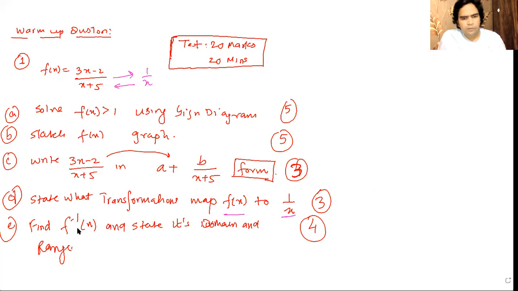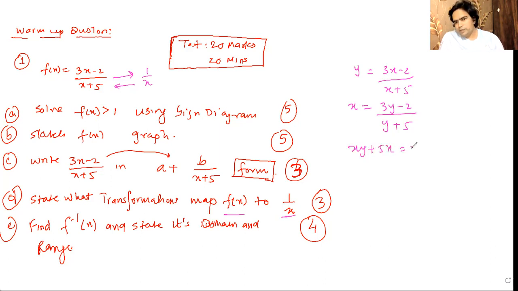Okay, the final answer is f inverse x, and state its domain and range. For example, if I have y equals 3x minus 2 over x plus 5, to find the inverse we interchange x with y, which is x equals 3y minus 2 over y plus 5. Then you make y the subject of the formula, which becomes xy plus 5x equals 3y minus 2. So that becomes xy minus 3y equals negative 2 minus 5x. And you can see the final answer is negative 5x minus 2 over x minus 3. So this is your final inverse function.